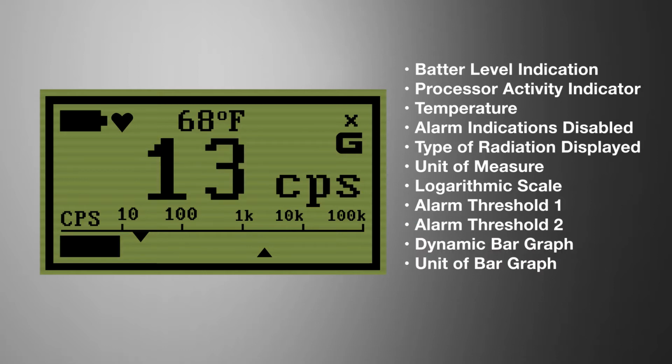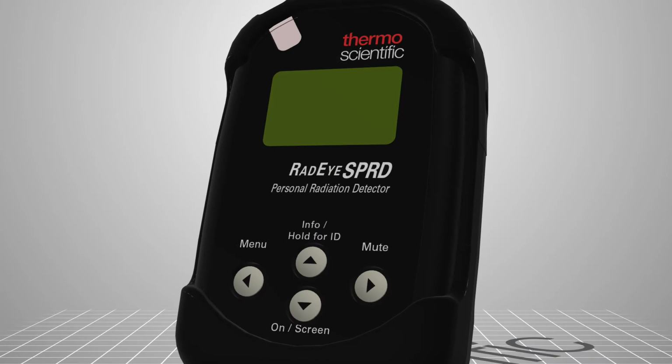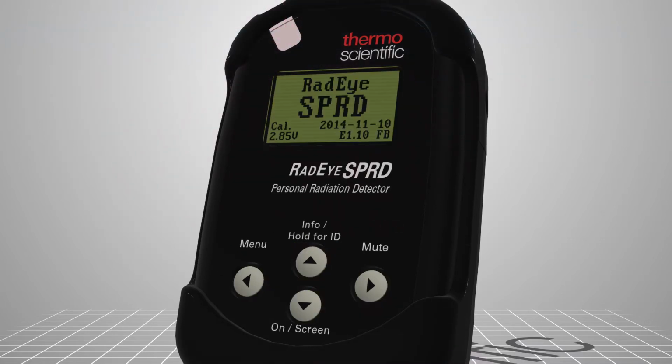To navigate through the menu screens, you need to ensure the unit is awake and ready to receive commands. You can tell if the unit is awake by looking for the display to be backlit. If the display is not backlit, pushing any of the buttons on the unit will wake it up and illuminate the display. You are now ready to navigate through the menus.